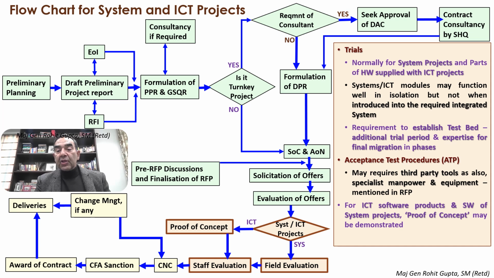Acceptance test procedures may also require third-party tools, as also specialized manpower and equipment, and these would have to be mentioned in the RFP. For the ICT software products and the software of the system projects, as I brought out, a proof of concept may be demonstrated before coming on to the aspect of staff evaluation.